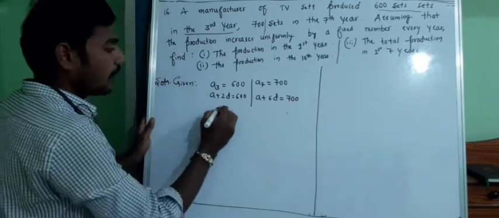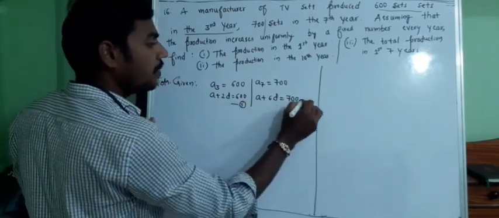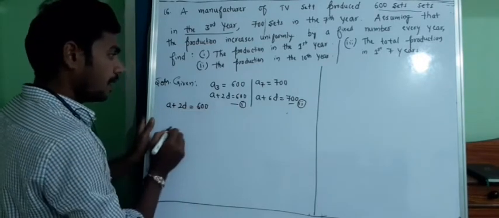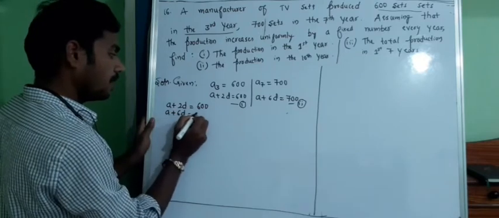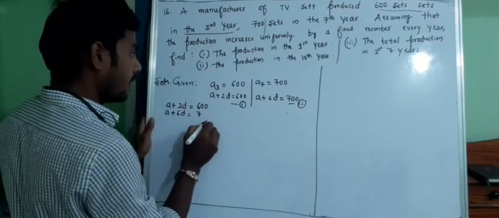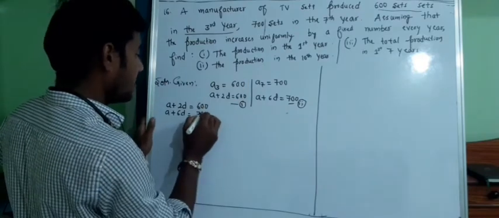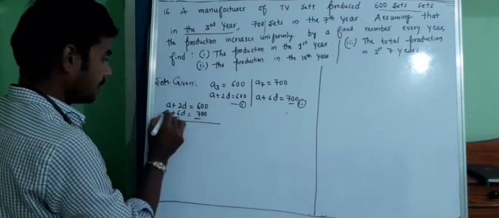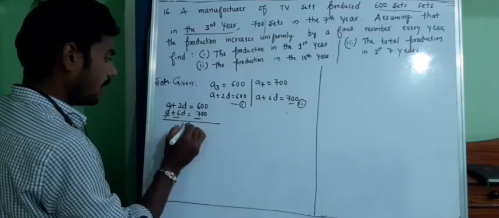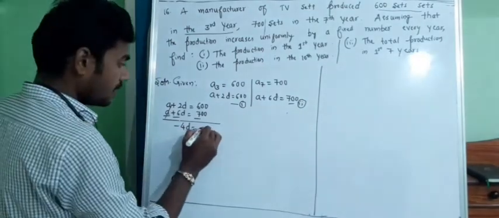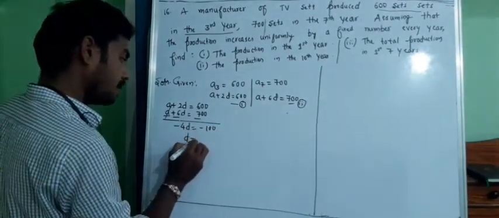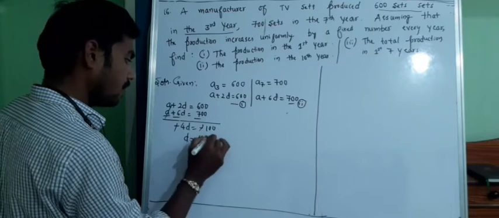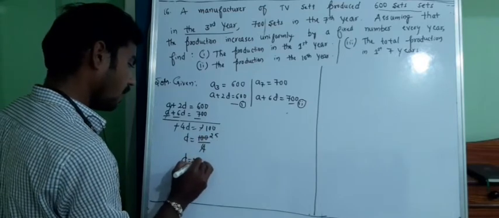Now, I will call it as equation 1 and equation 2. I will solve. How I am going to solve? A plus 2D is equal to 600. A plus 6D is equal to 700. Now, minus. So, minus 4D is equal to minus 100. D is equal to, this minus will get cancelled. 100 divided by 4. 4 ones are 4, 25. D is equal to 25.